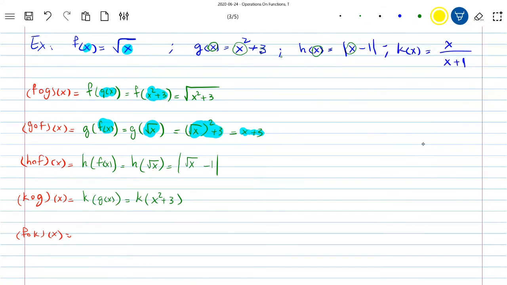If you write down this step, you're just replacing at this point. You replace g with x squared plus 3, because g of x is x squared plus 3. And then the question is, what is the answer to k of x squared plus 3? That means replace x squared plus 3 into the k function. Instead of the x, we replace x squared plus 3 every time we see x. And you should replace it everywhere.